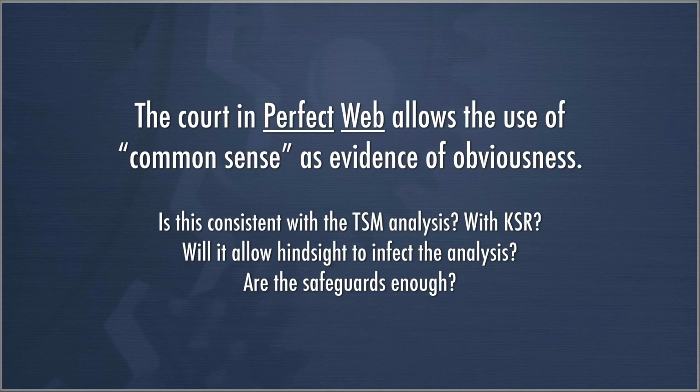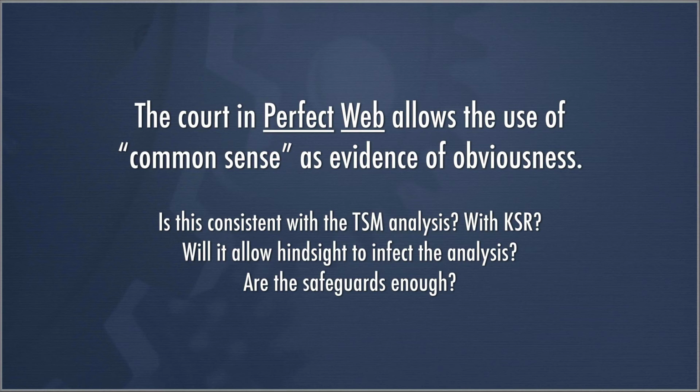And so the question is whether the safeguards of really being certain that there's some sort of common sense link that you can establish, whether that's enough to ensure that hindsight bias doesn't infect the analysis. And I think the answer is we just don't know yet. I mean, this is the direction the courts are going. They're using more common sense. They're allowing more of what they call common sense to be used in the obviousness context.